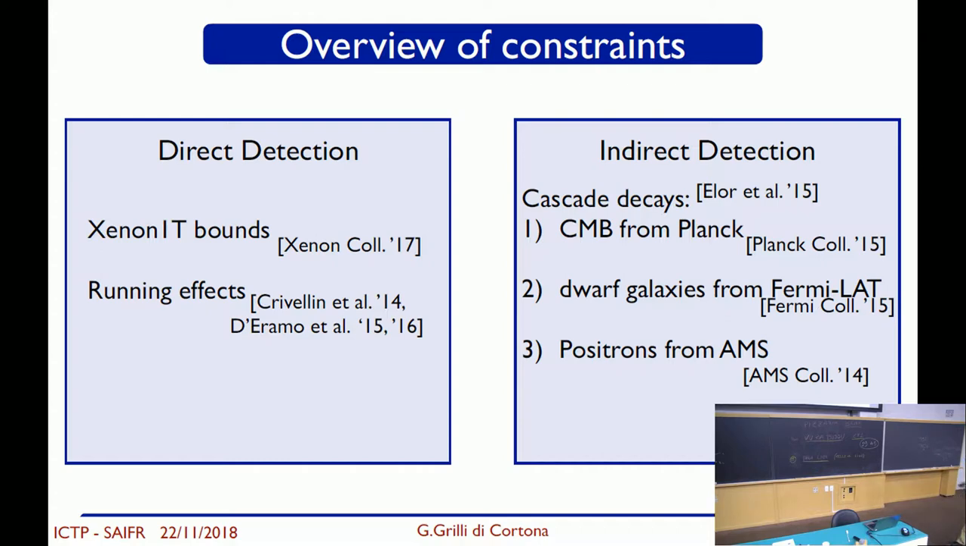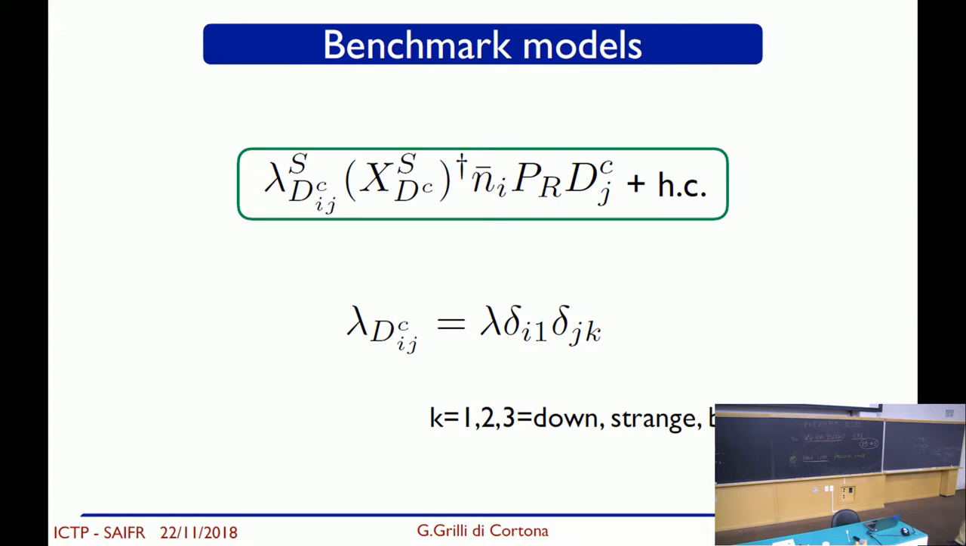The final thing that one has to take into account is simply the fact that we have to take care that our unstable pions decay before BBN, in order to not give problems during Big Bang nucleosynthesis. And this is done simply by requiring that the unstable pions decay before 0.1 seconds. However, these constraints are also weaker than the one from indirect detection. Now I can start to show some benchmark model.